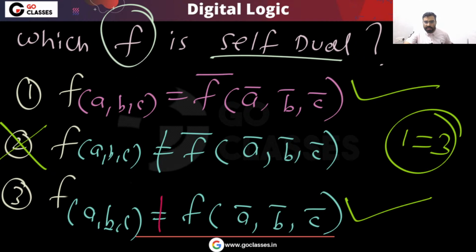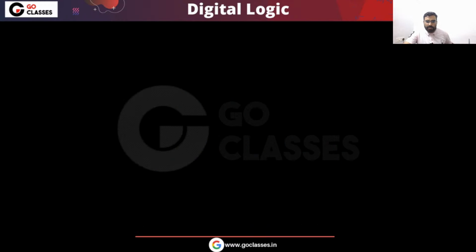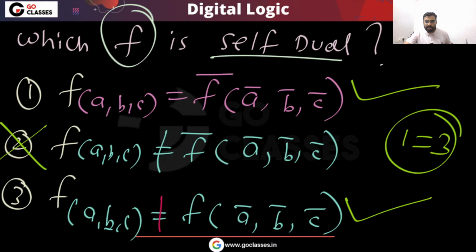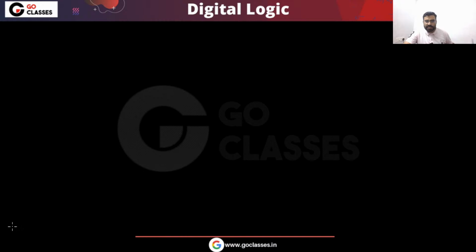Tell me, is this clear? Please don't make this mistake. Self dual means f(a, b, c) is different from f(a bar, b bar, c bar). Any doubt so far? Is there any doubt in this? Self dual, complement, all the variations we have seen, every variation I have told you.